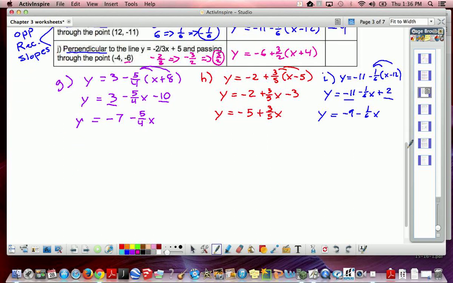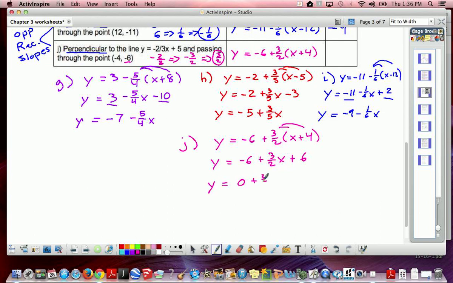So now to get that y-intercept, do the last one here at J. We have y equals negative 6 plus 3/2 x plus 4. So now y equals negative 6, distribute. 3/2 x plus 6. Well, negative 6 and 6 actually make 0. If it helps you to see it this way, I actually wouldn't normally write the 0 as my answer. I'd just write 3/2 x. But it helps you see that the y-intercept is at 0.